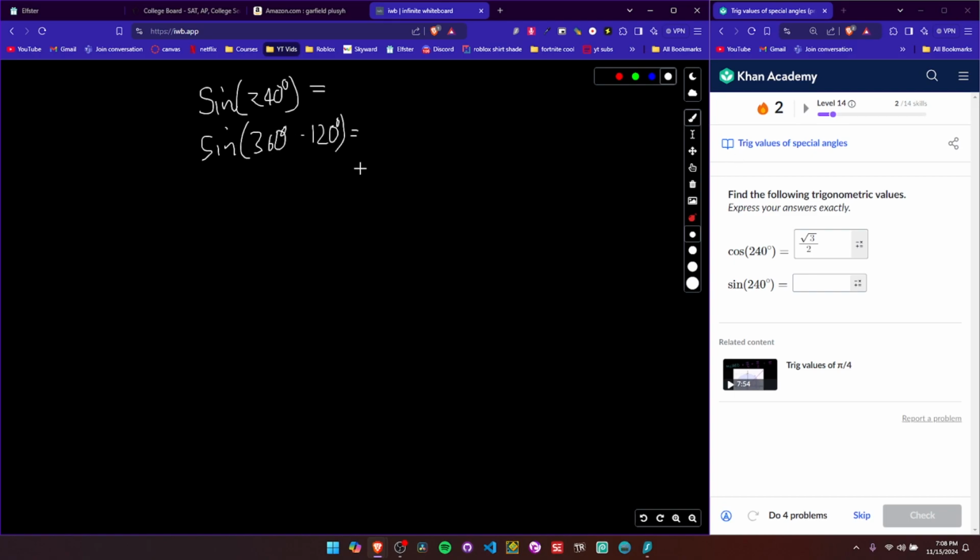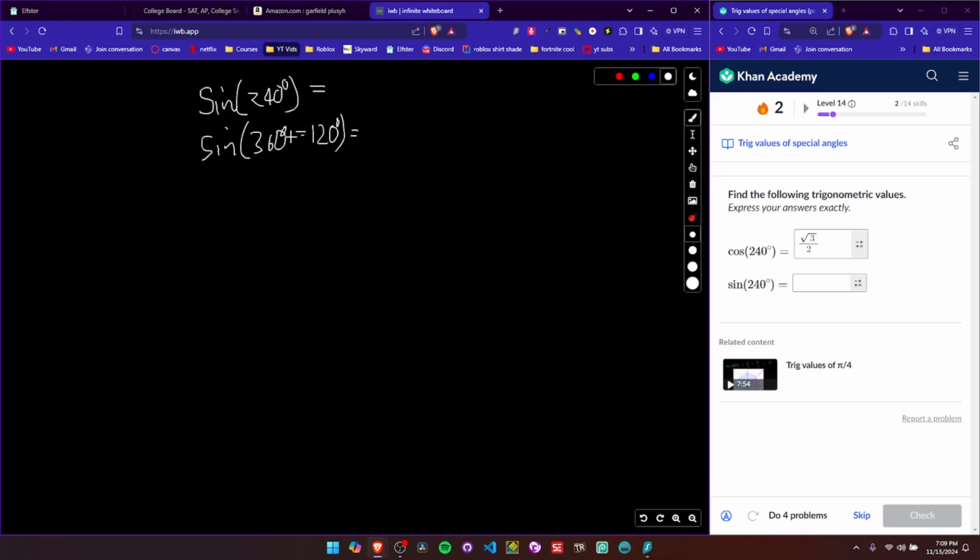But a common misconception is that this is going to be equal to sine of 360 degrees minus sine of 120 degrees. This is wrong, because that's not how trigonometric functions work. It's not like the multiplicative distributive property with regular constants. It doesn't work like that. We have to follow a specific formula.